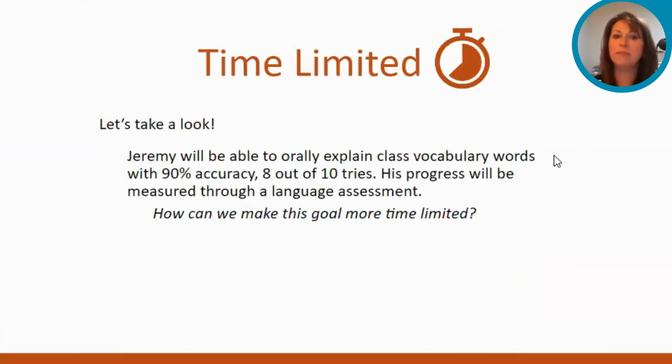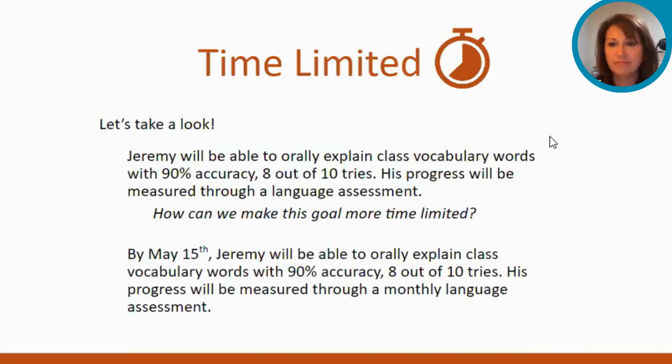So let's see. Jeremy will be able to orally explain class vocabulary words with 90% accuracy, 8 out of 10 tries. His progress will be measured through a language assessment. At first glance, sometimes this looks okay, not too bad, right? We do have some specifics in there: 90% accuracy, 8 out of 10 tries, a language assessment to see where he's at. So at first glance, this looks pretty good, but how can we make it time limited? All we've done is add "by May 15th." So we're putting a time factor in there. Now we're able to measure it: by May 15th, has there been any progress made? Do we need to adjust the goal? Just by adding May 15th, we've included that time limited piece.